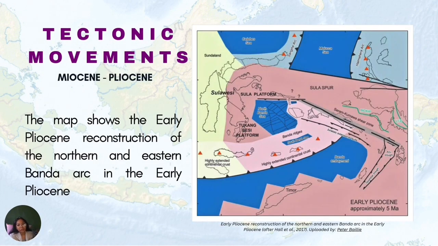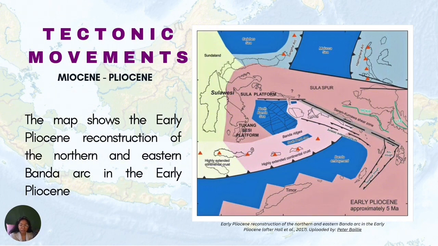Aside from that, this figure presents a tectonic reconstruction of the Banda Arc during the early Pliocene, based on Hall and colleagues' work in 2017. The areas shaded in light pink highlight regions that were already highly stretched by this time. Tectonic extension had thinned the crust, particularly in the northern and eastern Banda Arc. Aside from that, this extension was driven by complex subduction processes and arc-continent collisions.